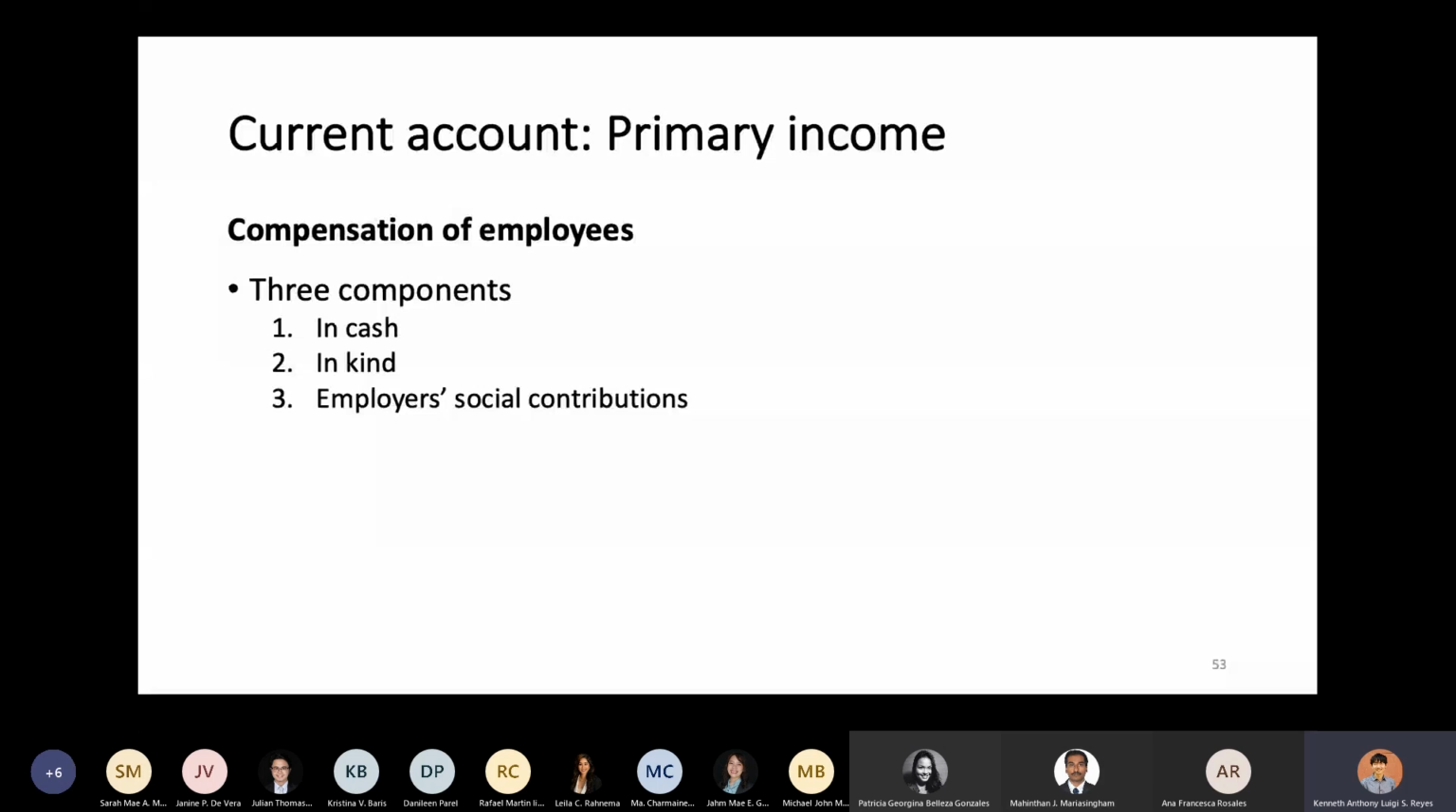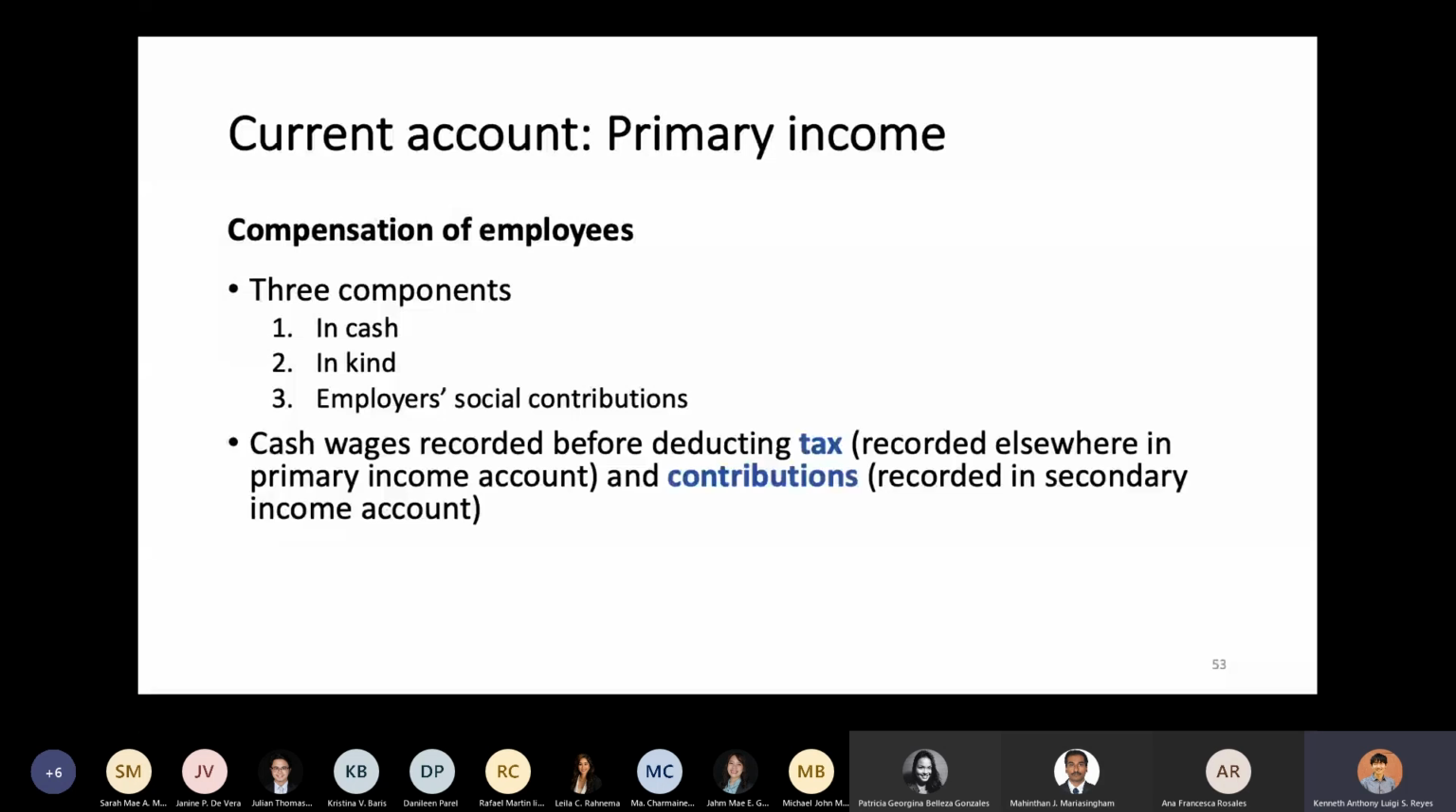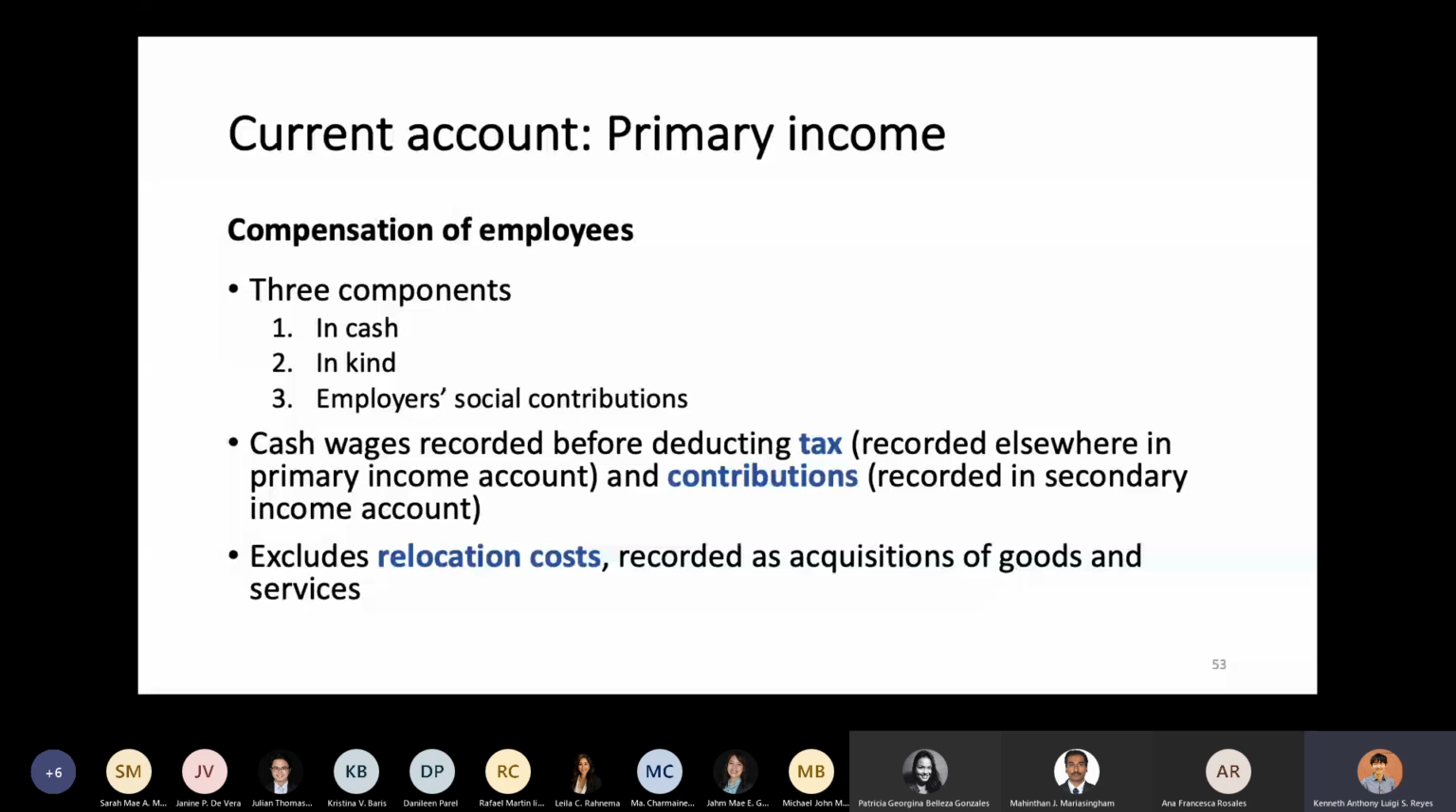Compensation can come either in cash, in kind, or in social contributions by the employer. Cash wages are recorded before deducting taxes because the tax itself may be recorded elsewhere. You also record it before deducting contributions. This excludes relocation costs. So if you have a foreign worker you hire to work in your country and you pay them some relocation costs, that will not be counted under compensation. That will be counted under acquisition of goods and services.